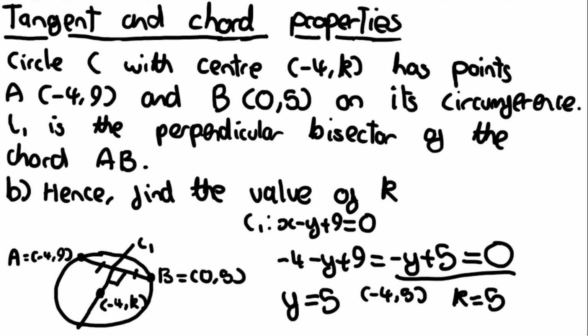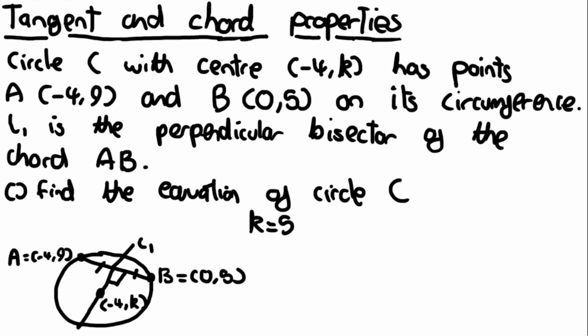We're able to figure that out because of the feature of the perpendicular bisector of a chord, which we talked about before. A perpendicular bisector of a chord will pass through the centre of the circle. So therefore we know when x is -4, where it is in the centre for this chord, that will give us the y value of the centre of the circle.